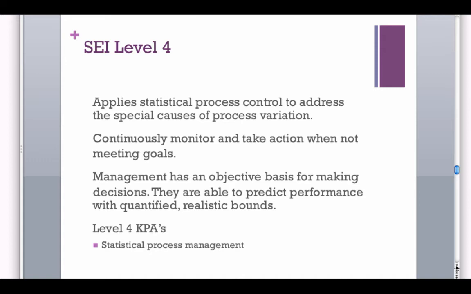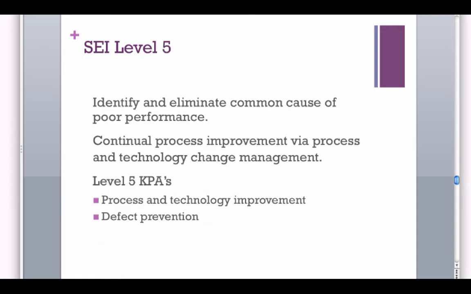Okay. So at level 4, it's all about measurement. Everything is measured. Okay. Level 5 is the level where we identify and eliminate common causes of poor performance. So continual process improvement via process and technology change management. You might have heard of this continual process improvement.